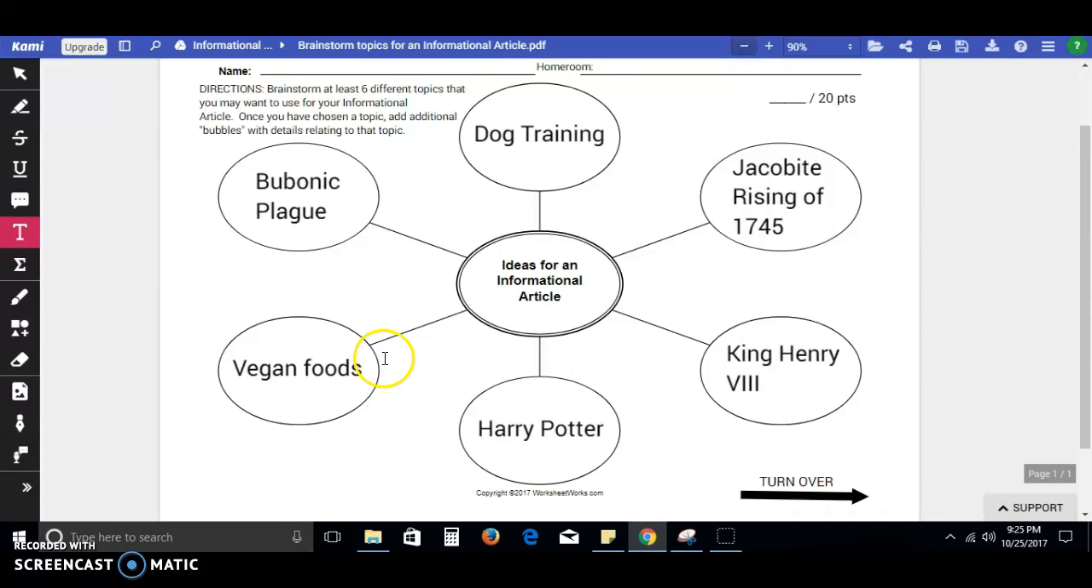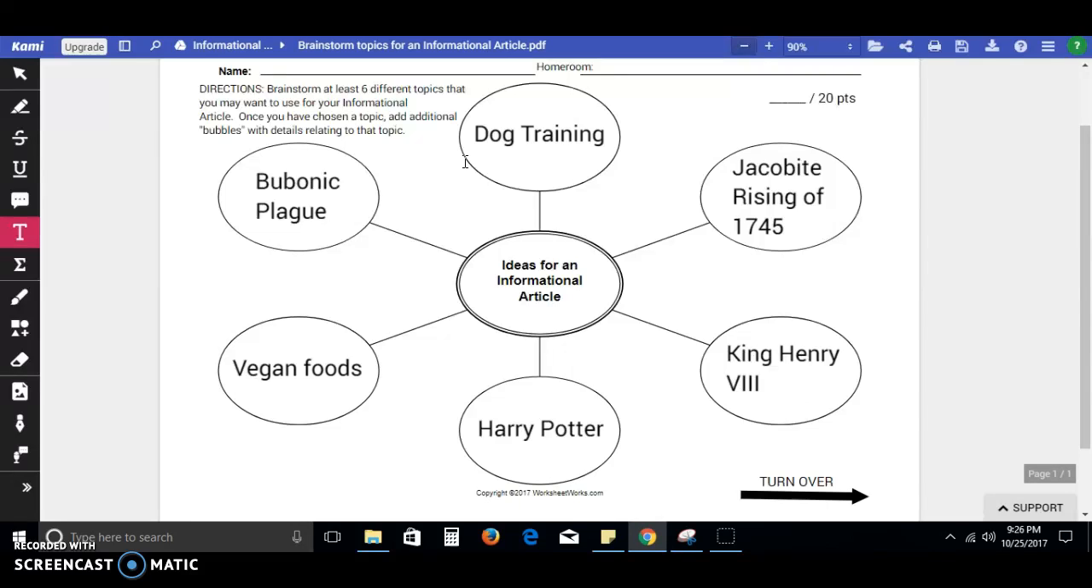Vegan foods, so these are foods that don't have any meat or dairy, and I have tried to be a vegan for a little while, so I know quite a bit about vegan foods. The bubonic plague, I know a lot about that. It was a plague that killed tons and tons of people back in the Middle Ages, and it's actually really interesting. And the last one I wrote down was dog training. Little known fact, before I was a teacher, I trained dogs.